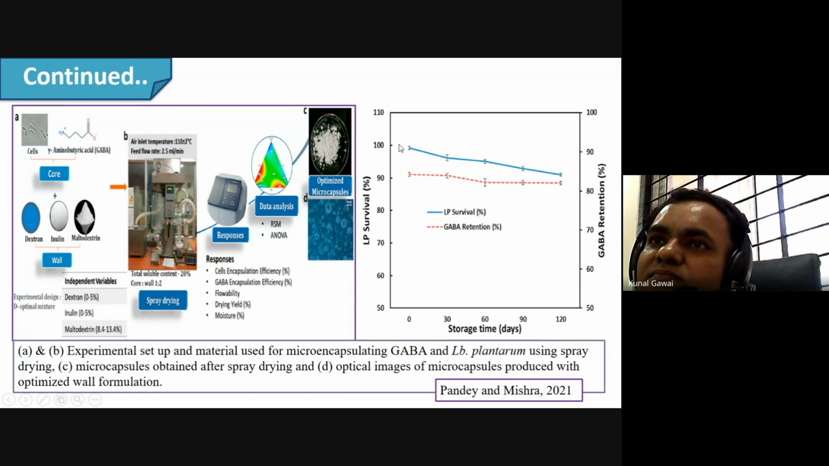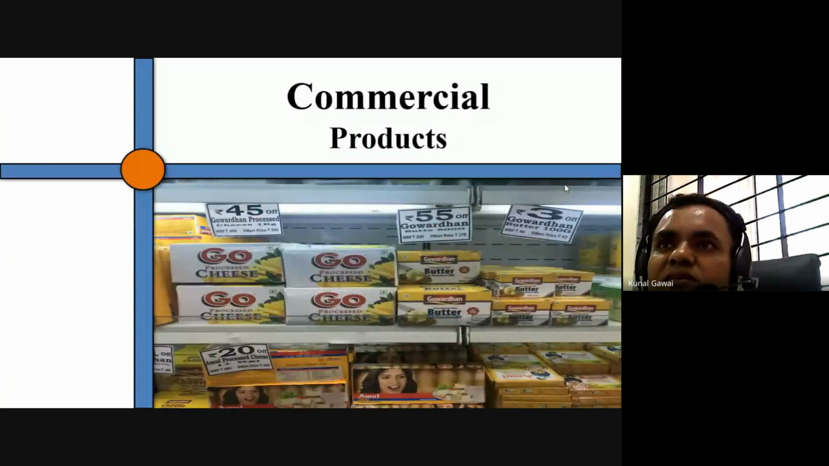It is in percentage. The population is quite stable, from 100 to more than 90, so it is quite good. Then the GABA retention is also almost stable in case of this type of encapsulation, showing the significance of this study.